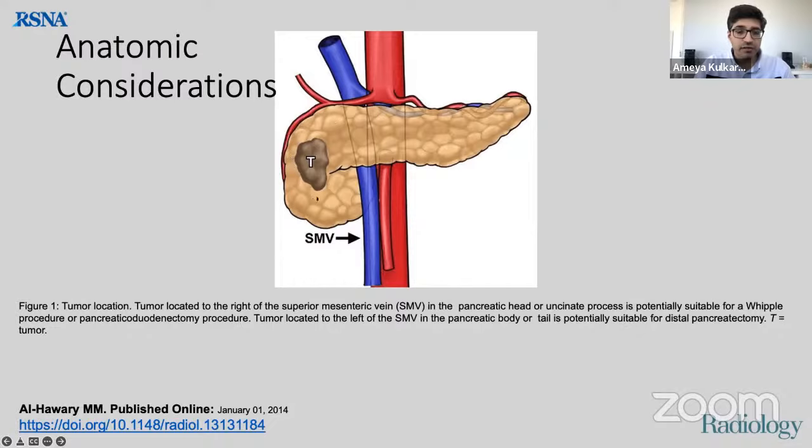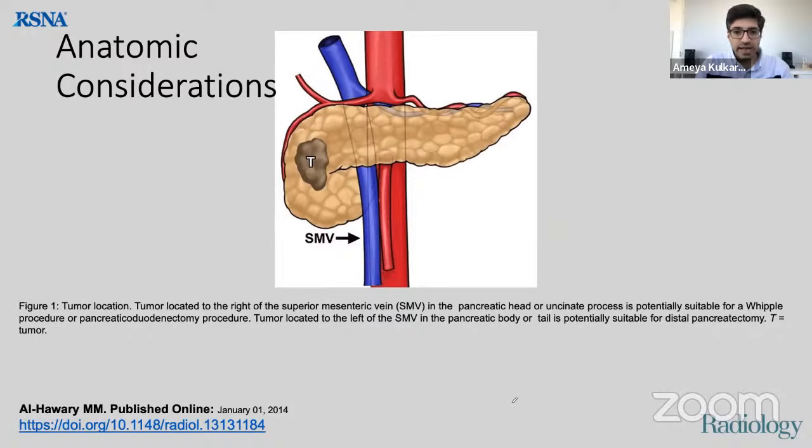So if there is any tumor present on the right side of the SMV, which is in this portion here, the disease is essentially going to be treated with Whipple surgery. However, any disease on the left side of the SMV will be treated with distal pancreatectomy. It can also be combined with splenectomy if the tumor is present close to the tail of the pancreas. That's why it is important to divide these tumors into two different portions, because surgical planning is going to be different for these different locations of tumors.